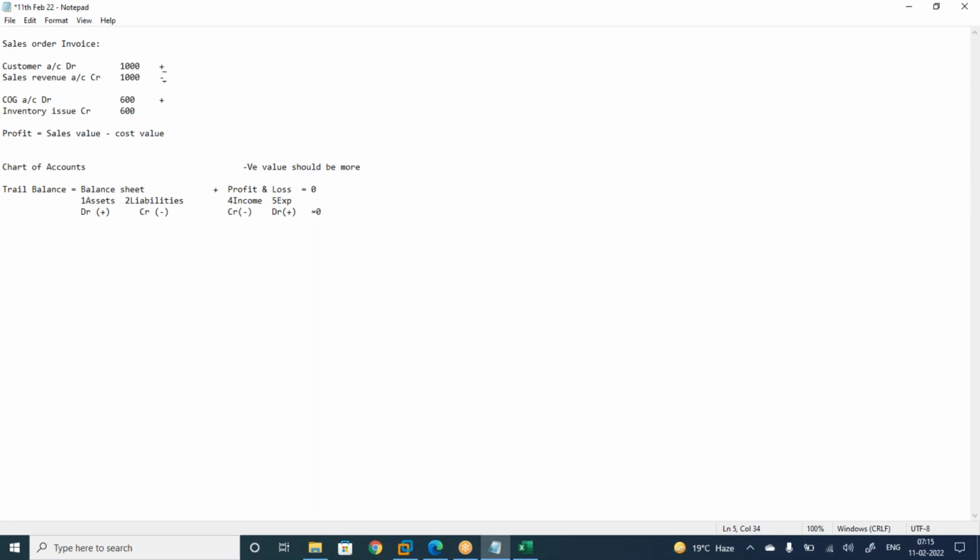So the revenue amount is showing minus, and the expenses or cost of goods value is positive. The net effect is minus 400. This minus 400 is a profit to my organization. Understood, everyone? Still, does anyone have any concerns?